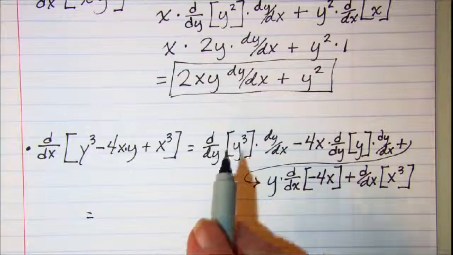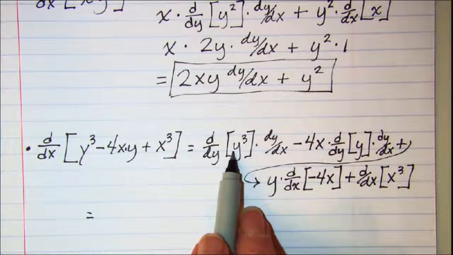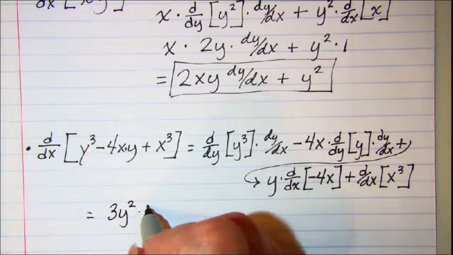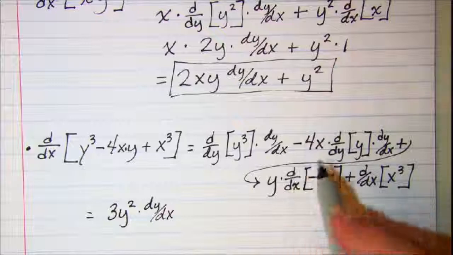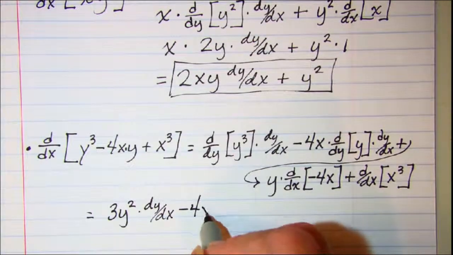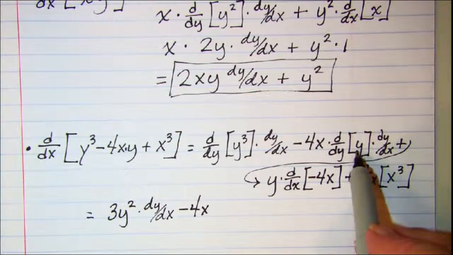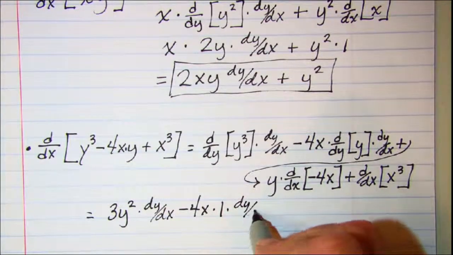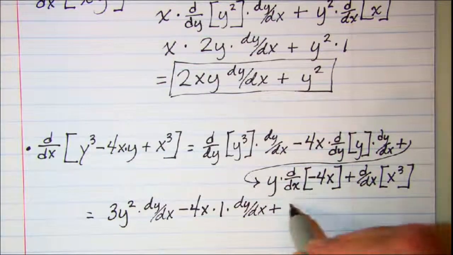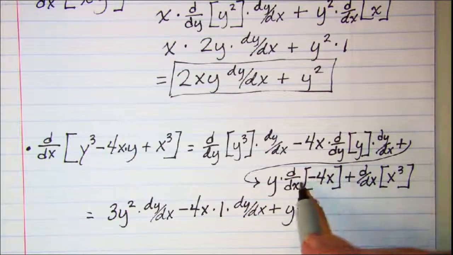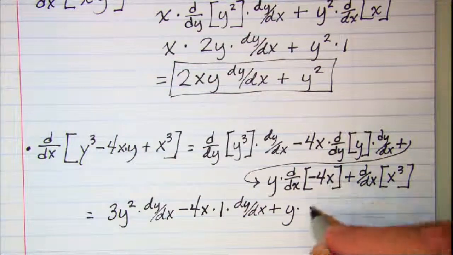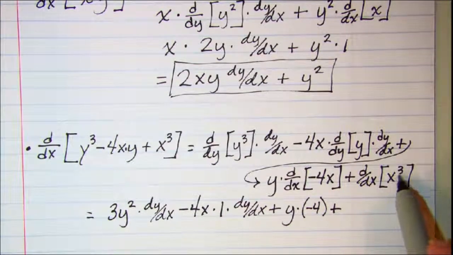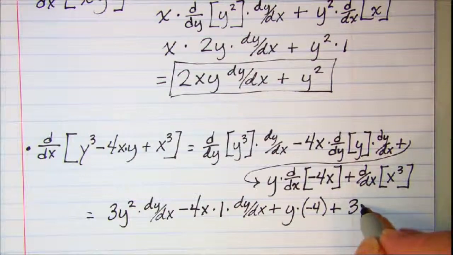So my derivative is, the derivative of y cubed with respect to y is 3y squared multiplied by dy dx, minus 4x times the derivative of y with respect to y is just 1 times dy dx, plus y times the derivative of negative 4x with respect to x is negative 4, plus then the derivative of x cubed with respect to x is 3x squared.